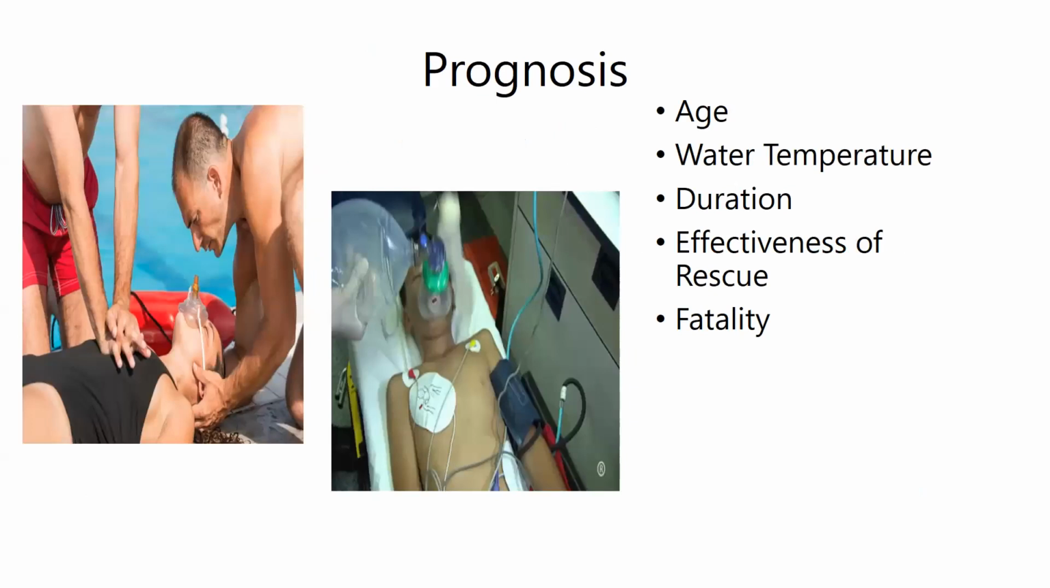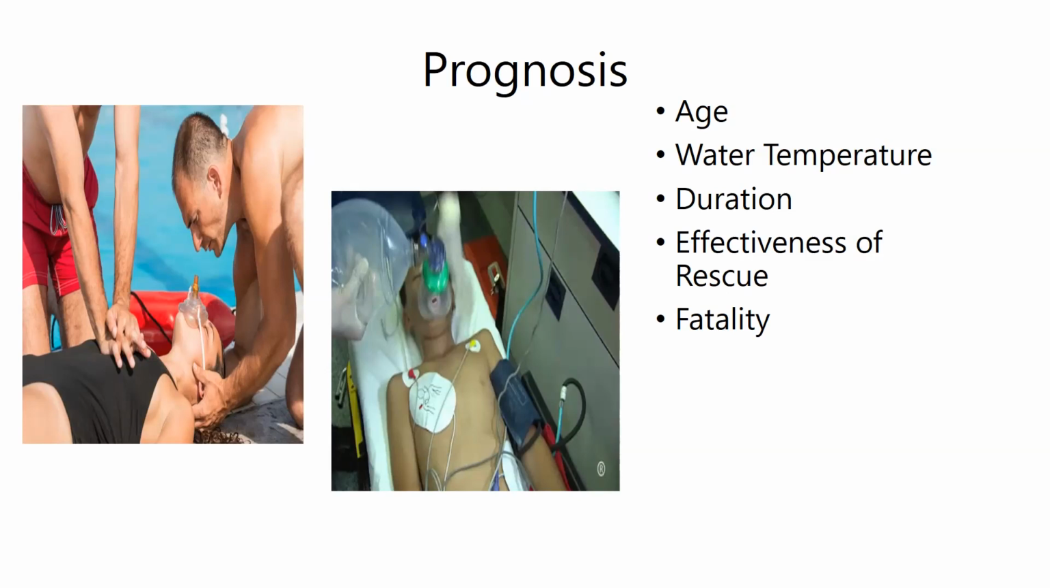Prognosis for these folks with drowning is going to depend on age, water temperature, duration in the water, and effectiveness of the rescue. Children under the age of 14 have had improved prognosis according to evidence-based studies because they're thought to be in better health. Cold water decreases neuro effects, but increases cardiac arrhythmias when rewarming. An initial GCS of less than 5 is poor prognosis. Duration in the water is a poor prognosis if greater than 25 minutes of submersion.